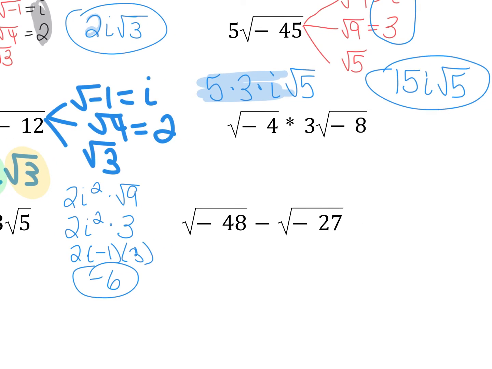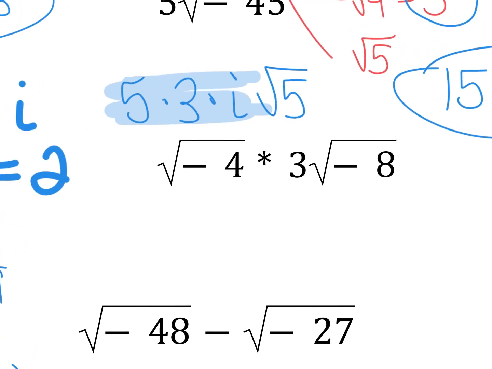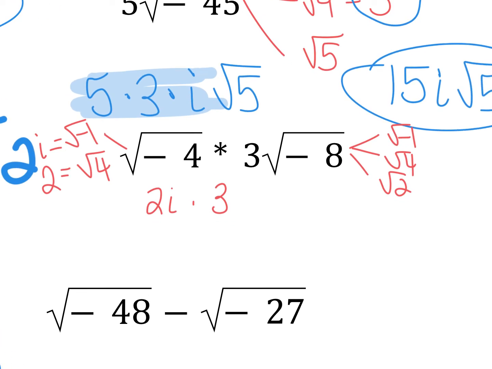We have the square root of -4 times 3 times the square root of -8. So let's think about this. We're going to take out a -1 times the square root of 4. That's i. That equals 2. So I know I'm going to have 2i times 3, because that's going to be there. And let's break this one apart too. I'm going to take out the -1. I'm going to have the square root of 4 and the square root of 2. This equals i. This equals 2 and the square root of 2.